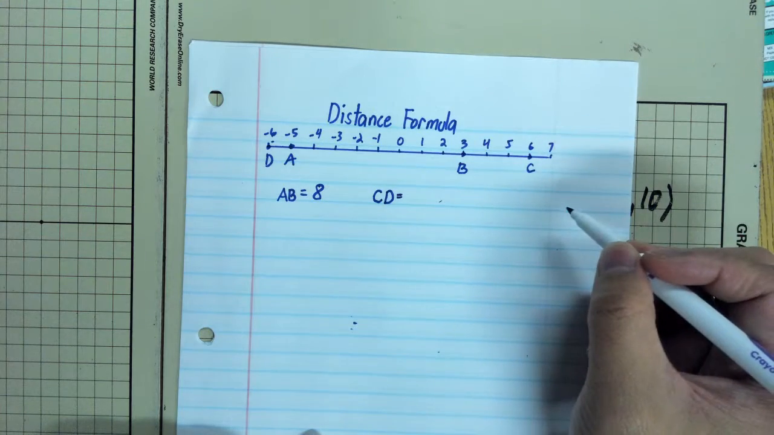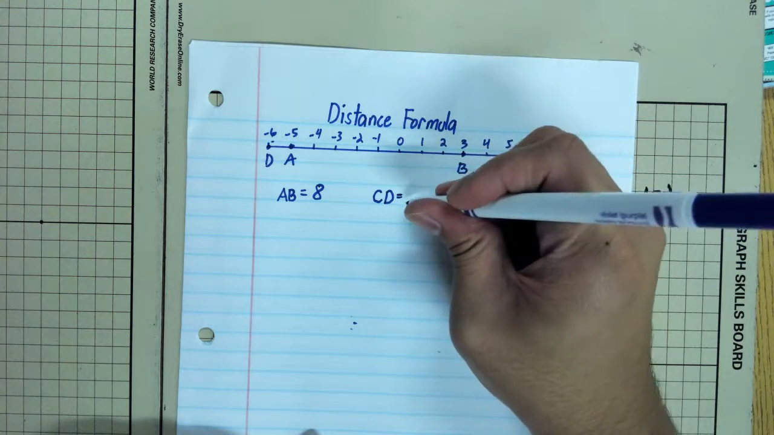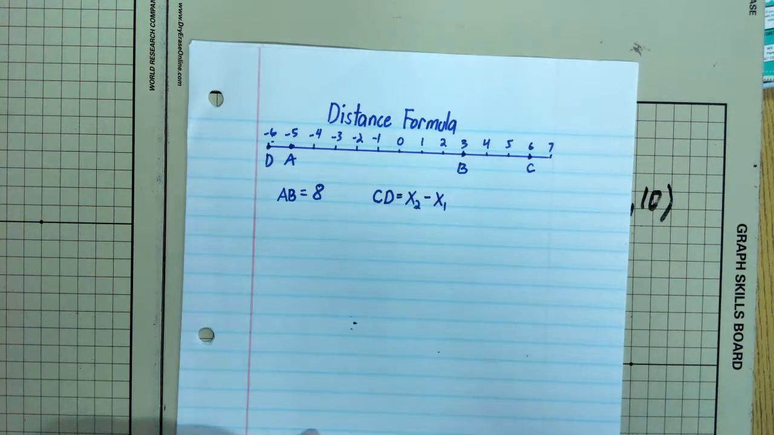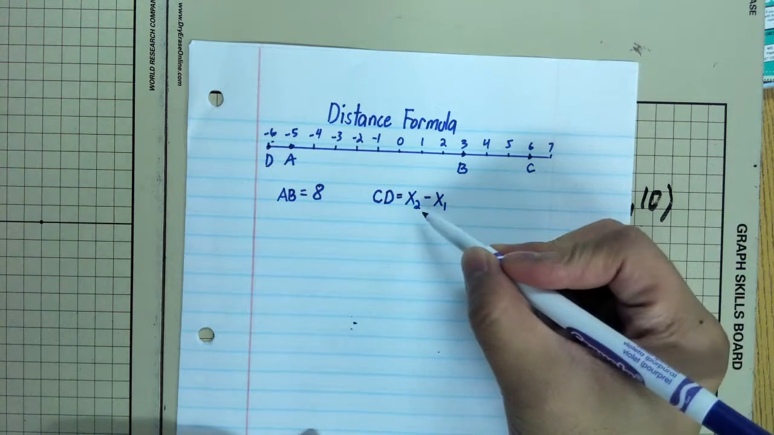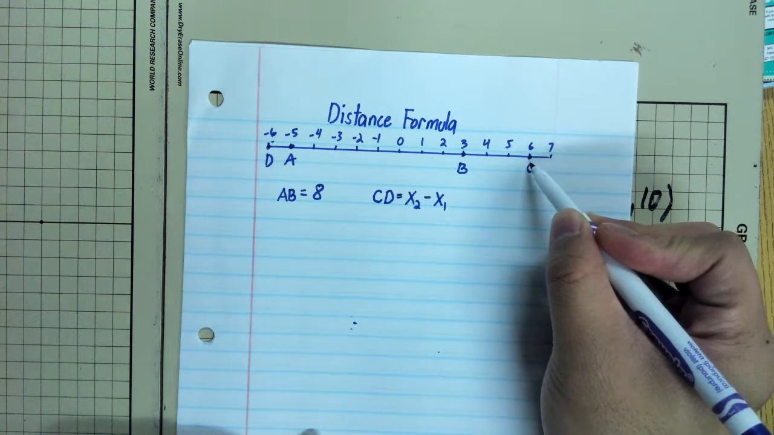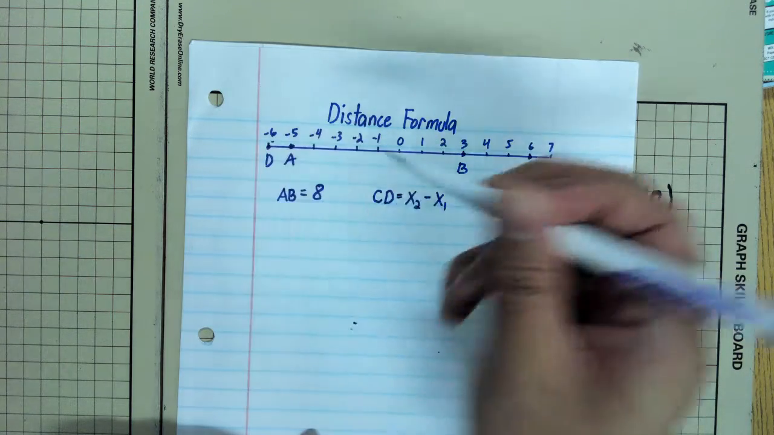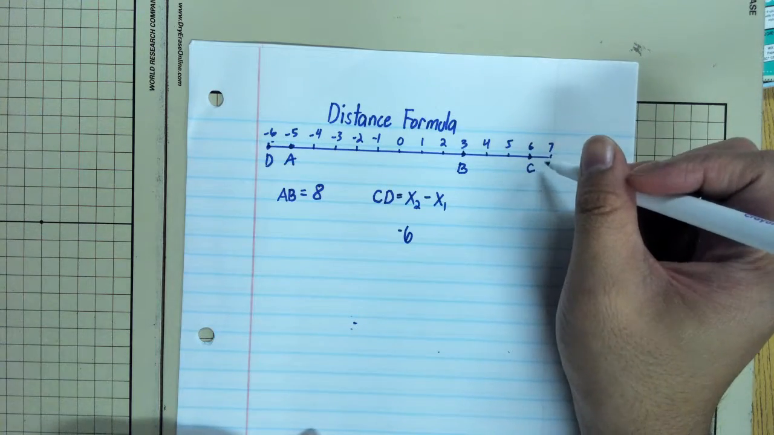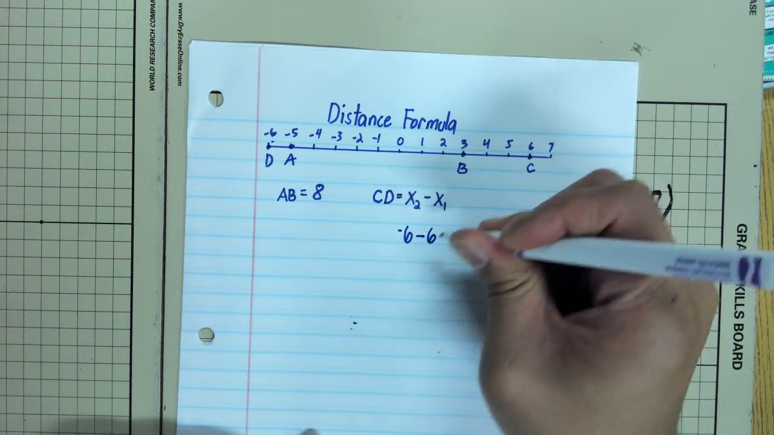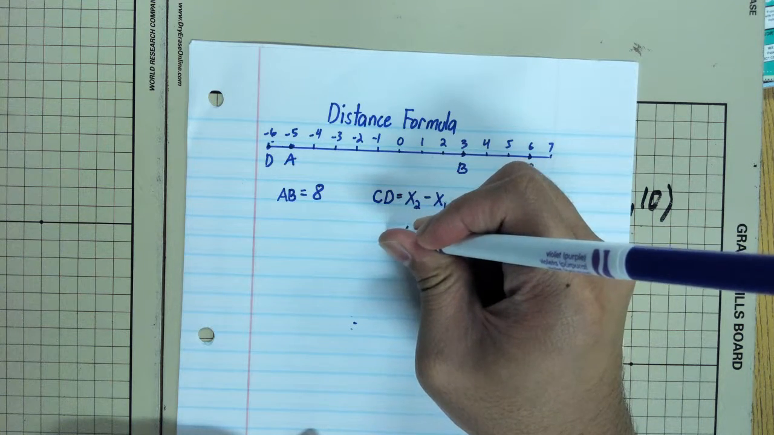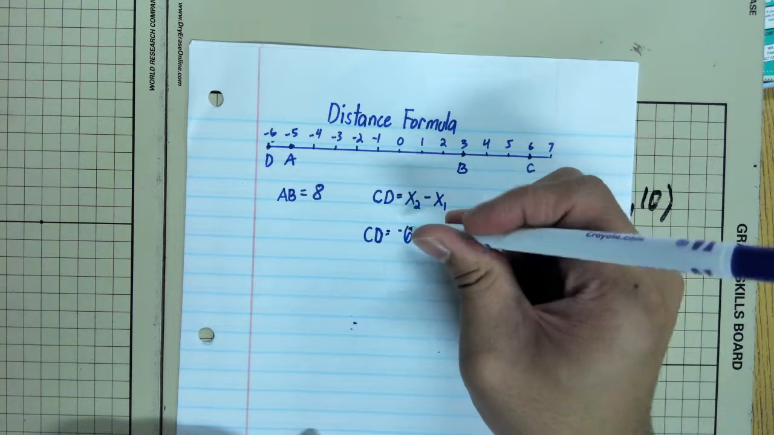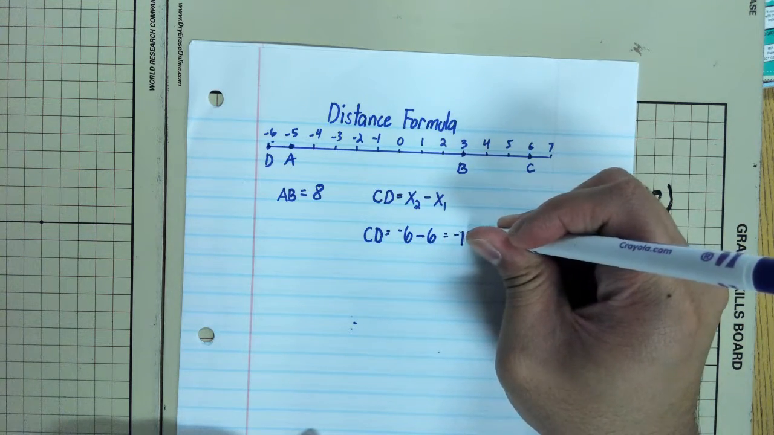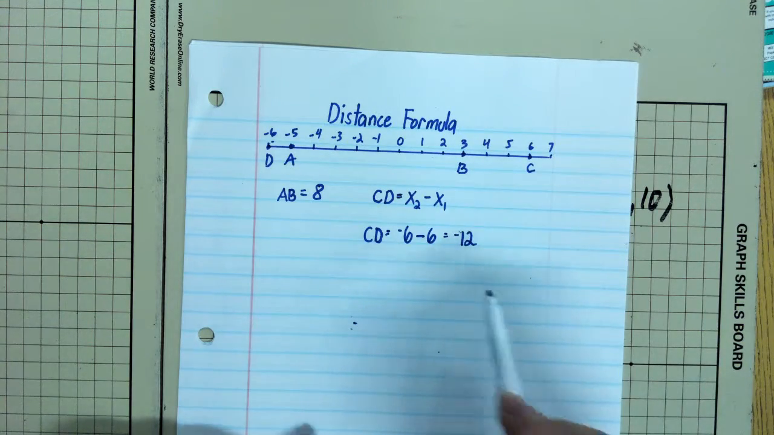The way you do this is you take the second number, x2, minus the first number, and then we're going to talk about what happens here. So my second number, x2, I'm starting at C, ending at D, so my second number is negative 6 minus my first number, 6. And again, that's still CD. So negative 6 minus 6, that will give you negative 12. And let's talk about that negative 12.